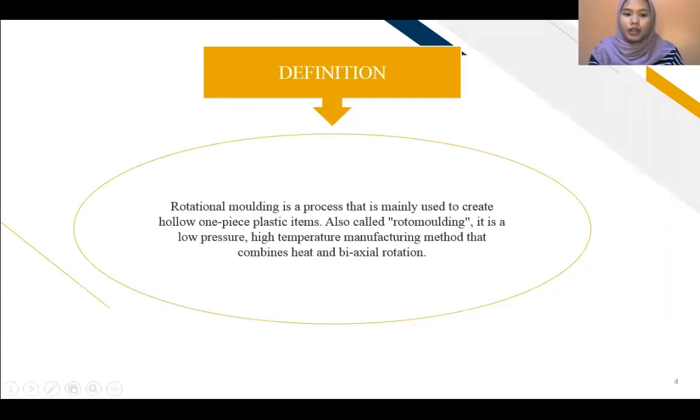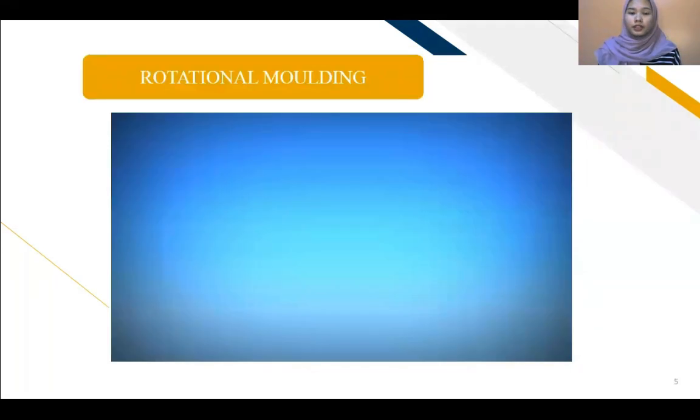Second, definition. Rotational molding is a process that is mainly used to create hollow one-piece plastic items, also called rotomolding. It is a low-pressure, high-temperature manufacturing method that combines heat and biaxial rotation. Typical molded parts can include fluid containers, compartment liners, speed trays, pallets, and pipe supports. Okay, this video can explain about rotational molding.